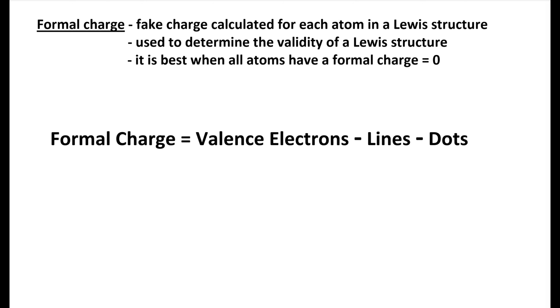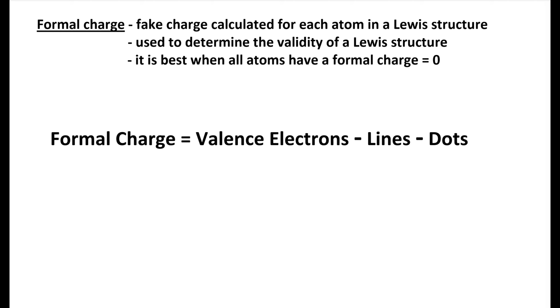After we're done drawing a Lewis structure, we always want to check to see how good our drawing is or how valid it is. We assign something called a formal charge to every single atom inside of the Lewis structure. And this is a fake charge. It's not really the charge of that atom, but it's a way for us to keep track of how many electrons we've assigned to a particular atom inside of the Lewis structure.